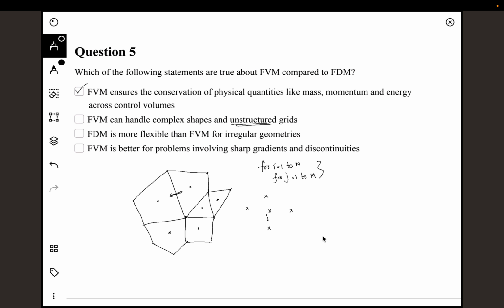If I extend it, so if you take this particular cell, it has 3 neighbors. If I take this particular cell, each face will have 1 neighbor. So this will have 4 neighbors. So I cannot use a simple scheme like this to actually move from one cell to another cell.